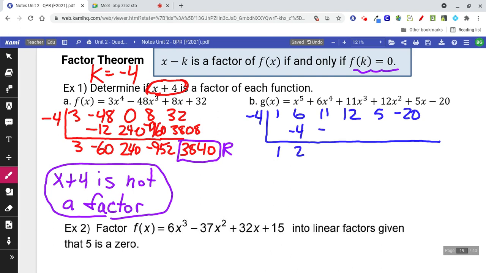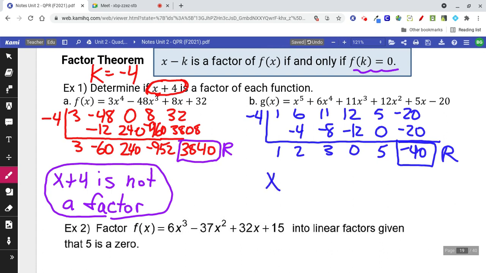Add down is 2 and multiply is negative 8. Add down is 3 and multiply is negative 12. Add down is 0 and multiply is 0. Add down is 5 and multiply is negative 20. Add down, that's not 0, that's negative 40. Shoot. I was really hoping that was going to be 0. But that remainder there is negative 40.